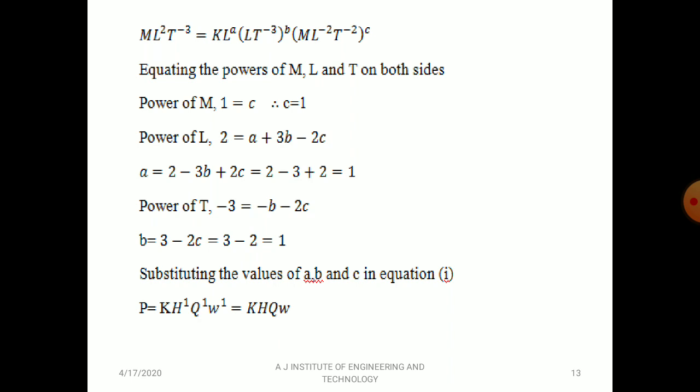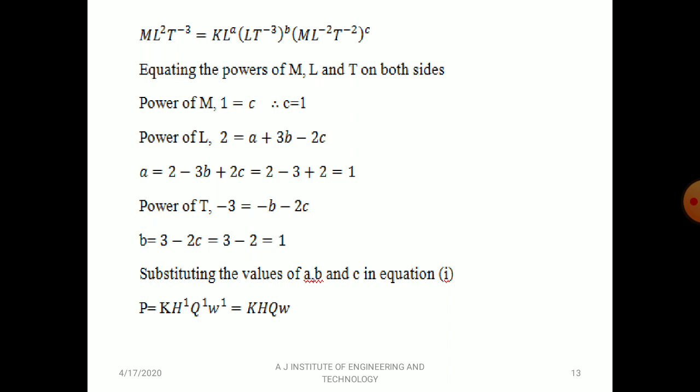So we can write the expression as 2 equal to a plus 3b minus 2c. Similarly, equating the power of t: on the left hand side we have t to the power minus 3, and on the right hand side we have t to the power minus b, t to the power minus 2c. So using the concept of equating the power of t, we can write minus 3 equal to minus b minus 2c.